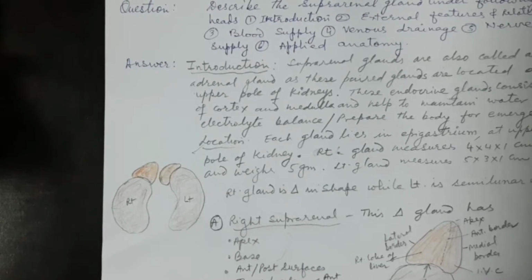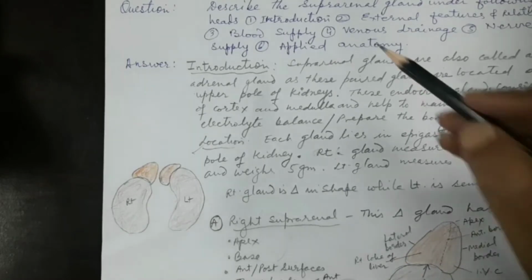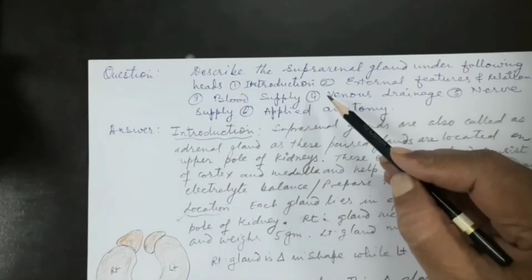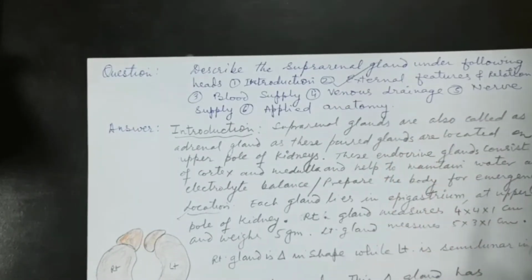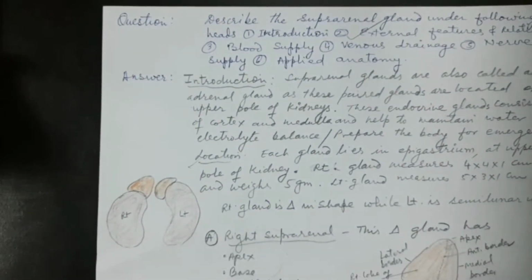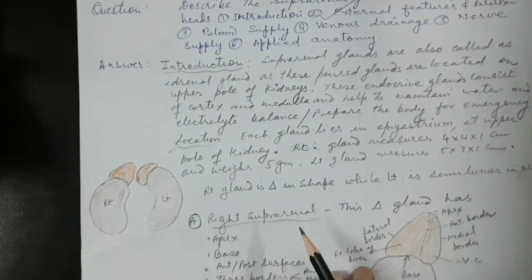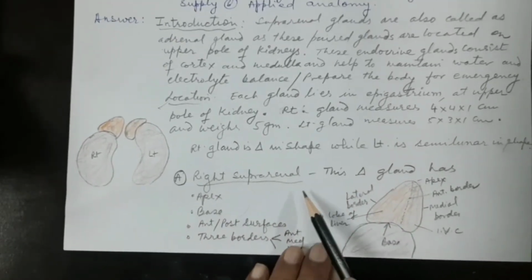So first we will deal with the right suprarenal gland, its features, and then I will tell you about its relations. We are now on the second point, and that is the external features and the relations of the right and the left suprarenal gland. So let us see the external features first of the right suprarenal gland.